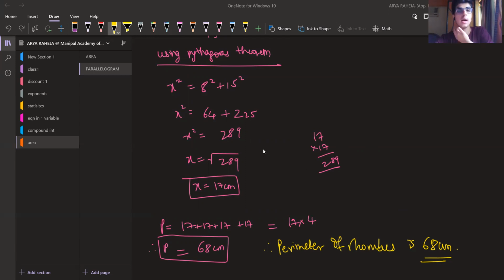Okay, so yeah, with this we basically concluded everything about rhombus and parallelogram, and these are really nice good level questions. So I hope everyone's understood this, and yeah.